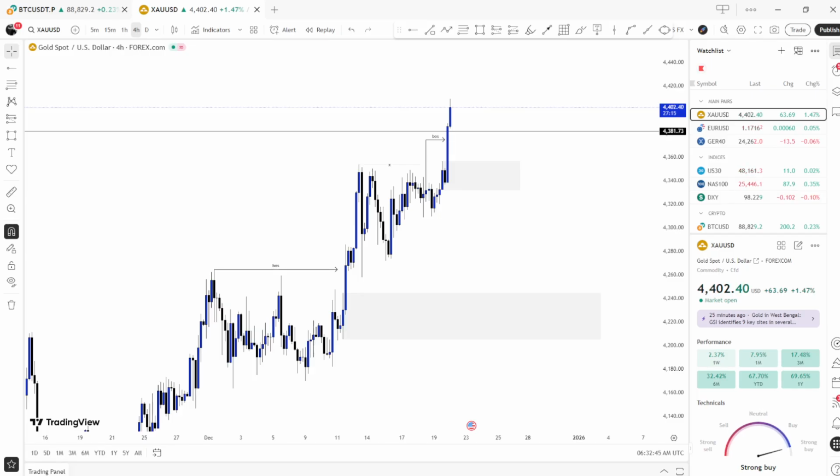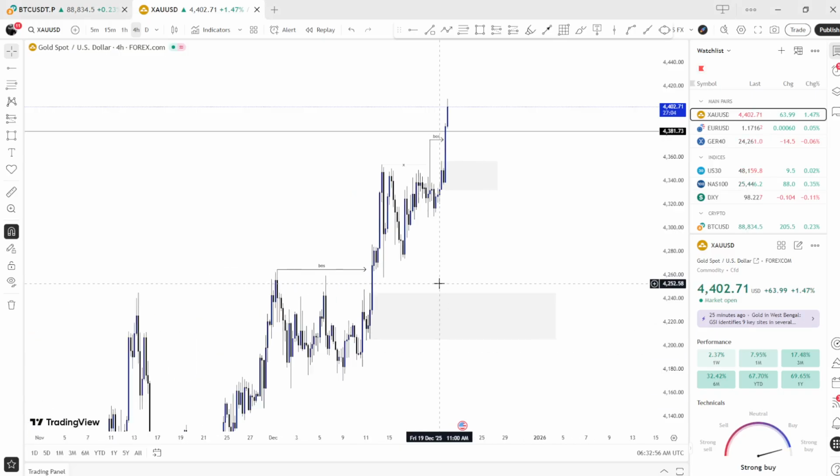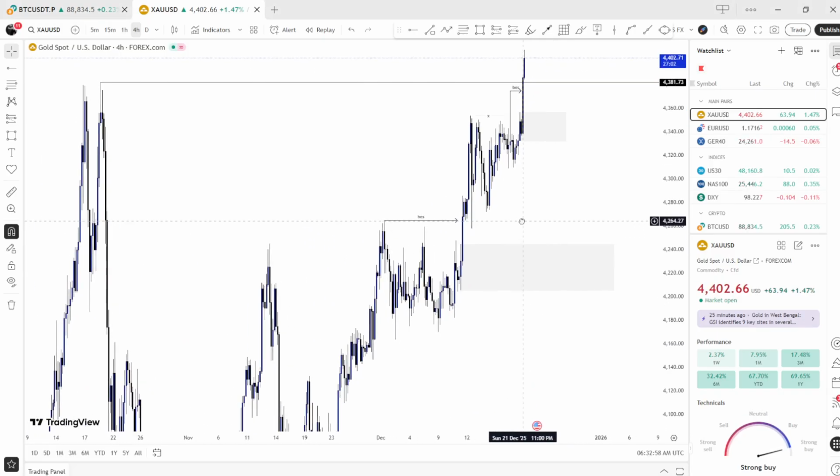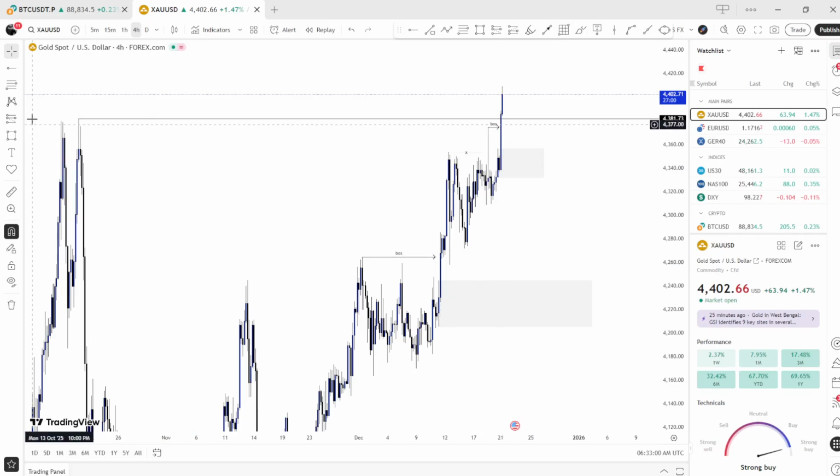So let's break down today's chart. We are looking at the key market structure, the key levels, and all the high probability scenarios before London opens. So I'm going to start off first with gold. So gold currently has created a new all-time high.